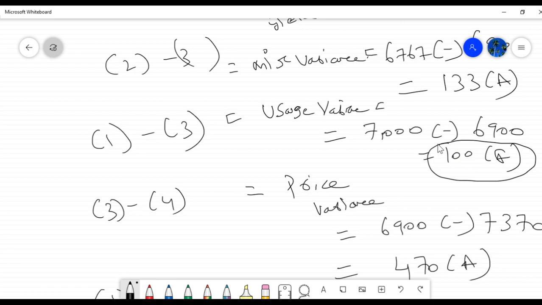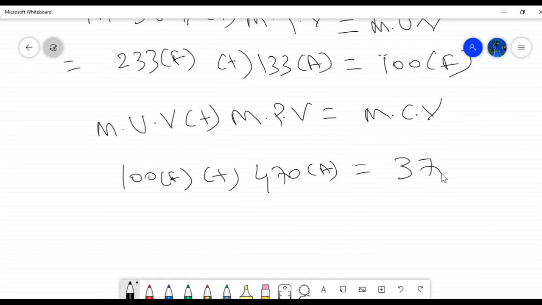Similarly, material usage variance plus material price variance equal to material cost variance. How to arrive at that? What is my material usage variance? 100 favor, plus material price variance. What is the answer we arrived at? Material price variance 470 adverse. So 470 adverse, ultimately how much? 370 adverse. That is our material cost variance. How much did we arrive at for material cost variance? 370 adverse. Hence our working is rechecked.